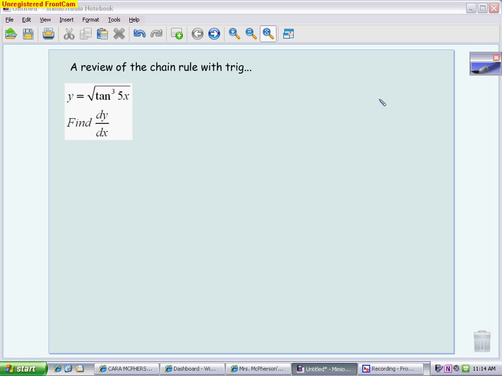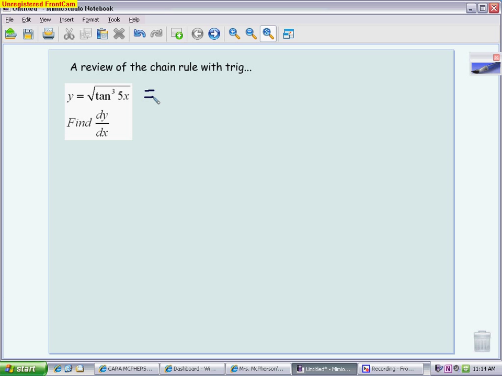trig functions. The first one you're looking at is the square root of tangent cubed 5x. First thing you want to do when you look at a problem like this is rewrite it. It's not in a very good form because of the radical, and hopefully you're getting more comfortable with that. You have the tangent of 5x, and it's being taken to the 3/2 power because you're going to do power over root. So that's the first thing you want to do. Same type of rewriting that you would have done earlier in this chapter.